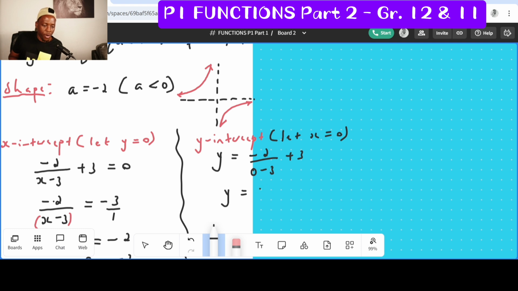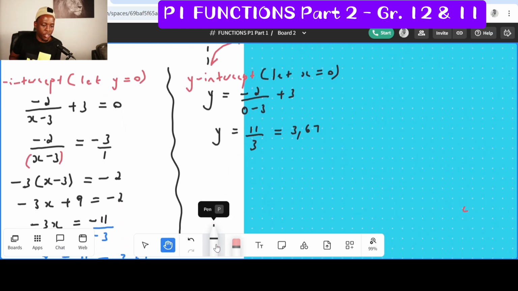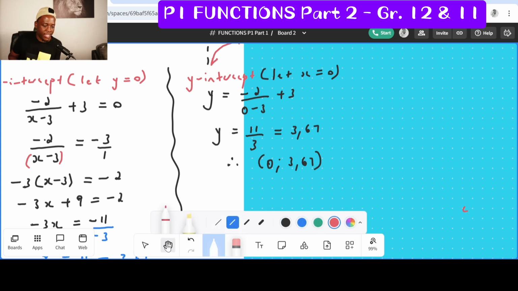In fraction form, we are getting the same value as the one we got for x. So that's going to be 11 over 3. Written in decimal form, that's going to be, again, 3,67. As a full point, we're going to write, therefore, when x is 0, the y value is 3,67.